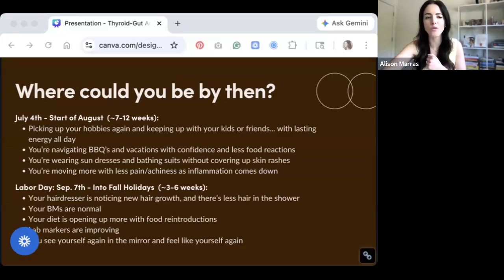By the time Labor Day and fall rolls around, your hairdresser is like, oh my God, look at all this new hair growth, right? There's less hair in the shower. Your digestion is so much more normal. Your lab markers are improving. And ultimately, you feel like you again.